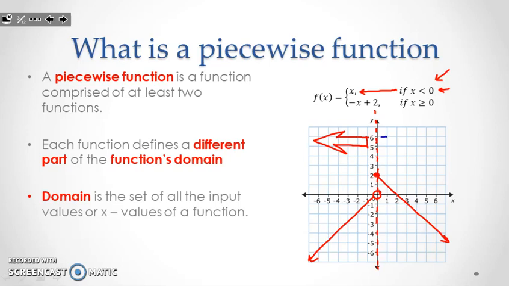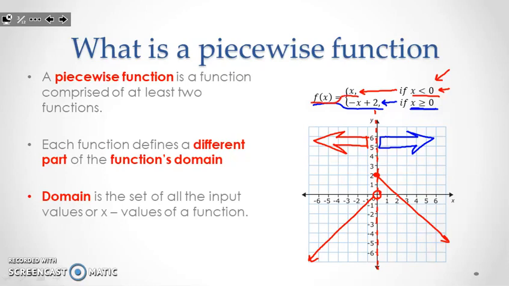Then on this side of the function, that's where my x values are greater than 0, I should have negative x plus 2. So that's kind of explaining what that's telling us. This part here tells us the domain, where those functions are. This part here tells me what the function is.